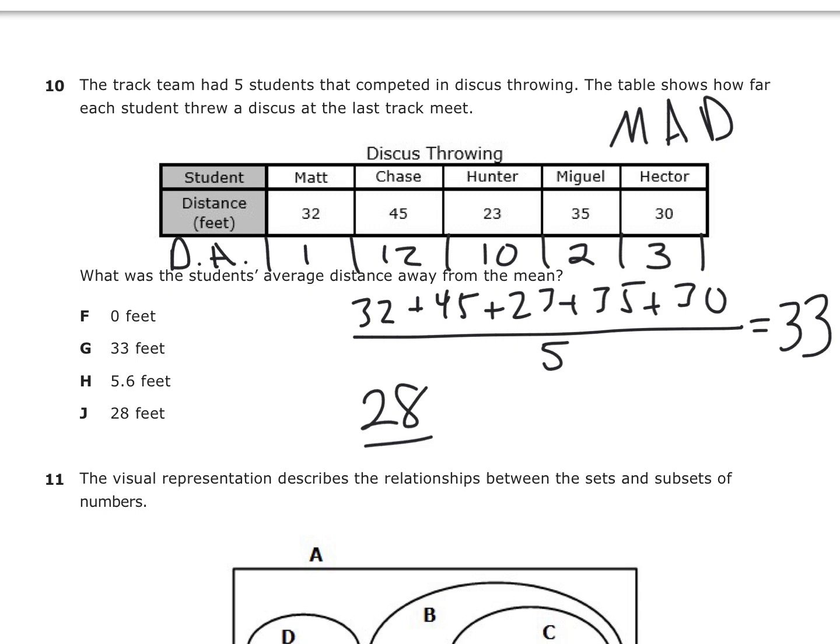Okay, 28 divided by 5. Do we need to continue? Do I need to find out what 28 divided by 5 is? No, because H has got to be the answer. When I'm dividing 28 by 5, it's not going to be 33, it's not going to be 28, and it's not going to be 0. Right? Okay, but if we do divide, that's 5, and then 3 left over, 0.6.